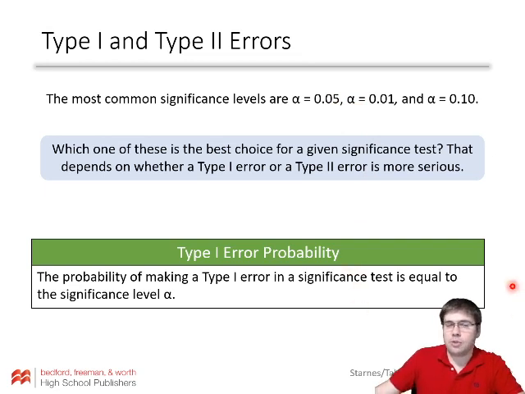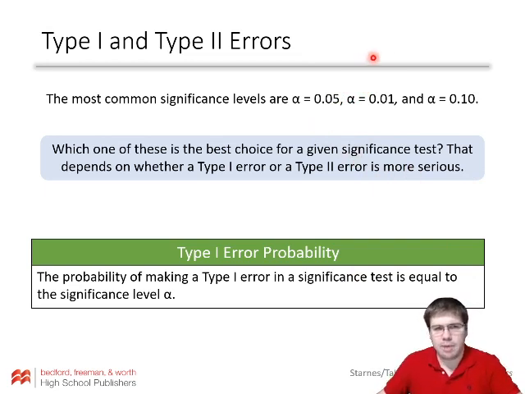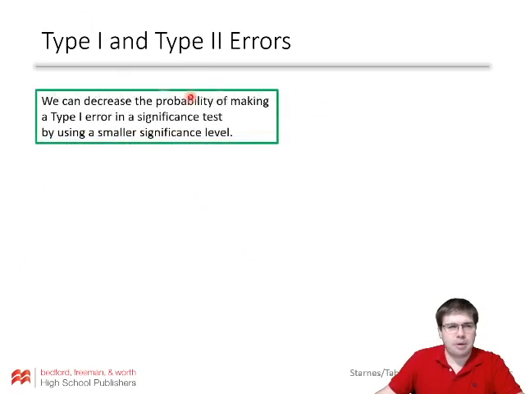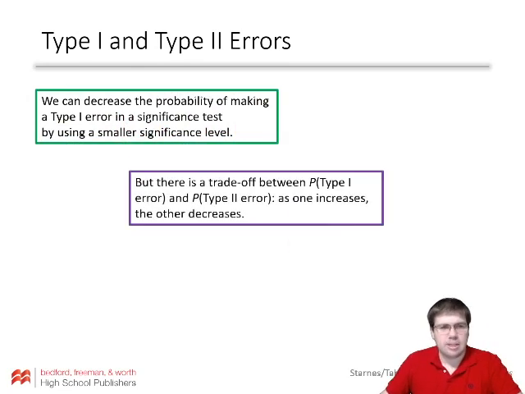So if a type 1 error is really bad, if rejecting a true null hypothesis results in some really bad outcome, go with 1%. If the type 1 error isn't too bad, then we can go with 10%. And how does it relate to type 2 error? We can decrease the probability of making a type 1 error in a significance test by using a smaller significance level. But there's a trade-off between type 1 error and type 2 error. As one increases, the other decreases.